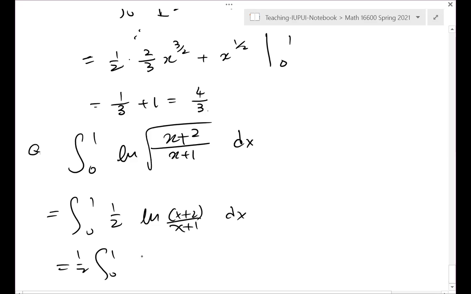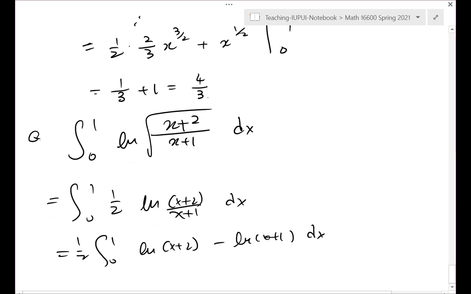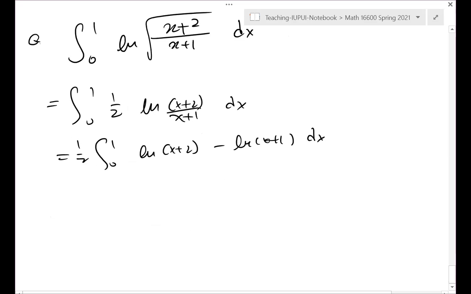Then you have to separate. Now the question is, how do we evaluate the integral of natural log of x plus k? How do you evaluate this one? Well, you can use integration by parts. This is a pretty good problem, actually. Integration by parts.